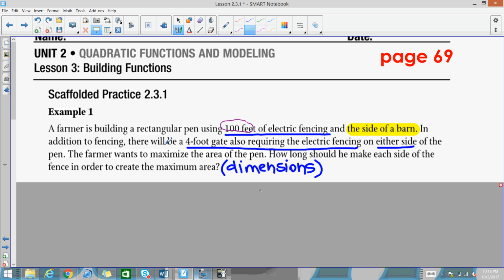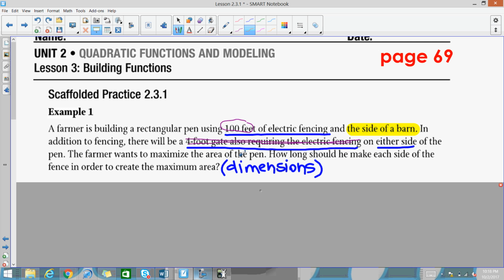In addition to the fencing, there will be a 4-foot gate also requiring electric fencing on either side. Honestly, that's silly. That means absolutely nothing. That's basically meaning that you're putting a fence that will have an electric gate. So that doesn't mean anything, on either side of the pen.